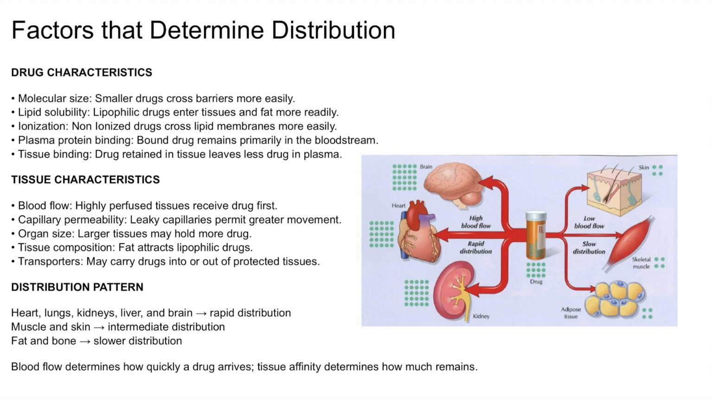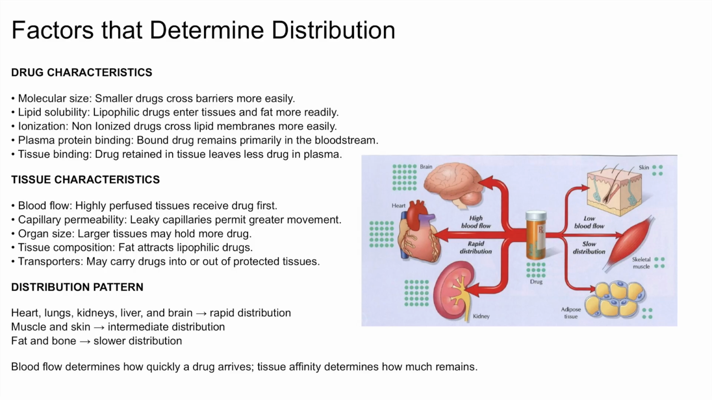Small, lipid-soluble, non-ionized drugs cross biological membranes most easily, like we've said, and then plasma protein binding tends to retain the drug in the bloodstream, while tissue binding pulls the drug out of the plasma and may create a tissue reservoir. Blood flow determines how quickly a drug reaches a given organ. Highly perfused tissues, including the heart, lungs, kidney, liver, and brain, receive the drug first. Muscle and skin receive it more slowly, while fat and bone usually have the slowest initial distribution.